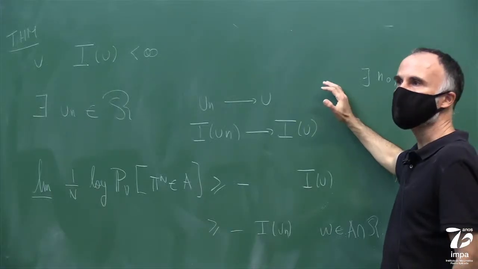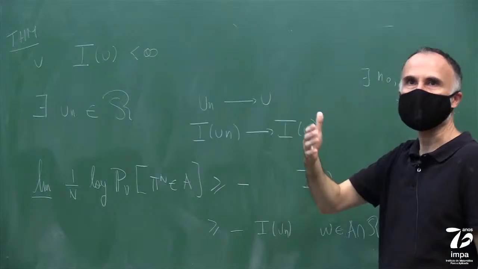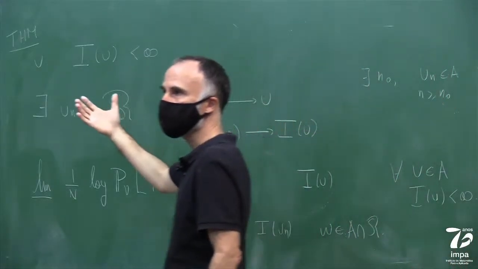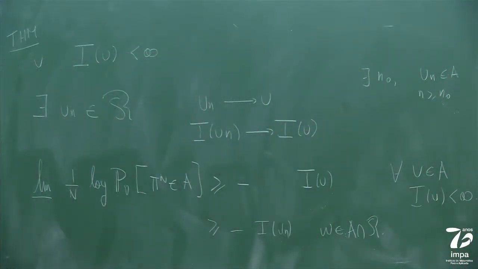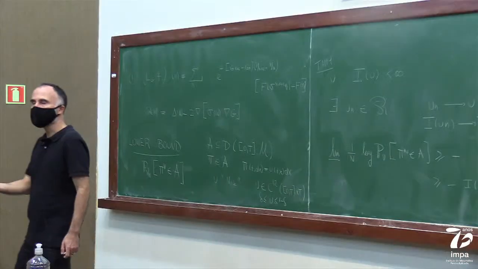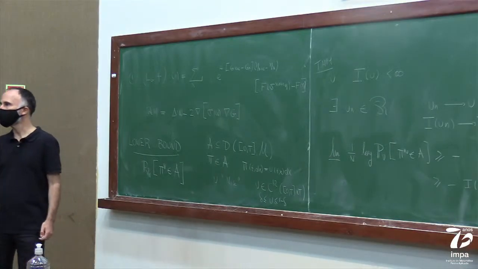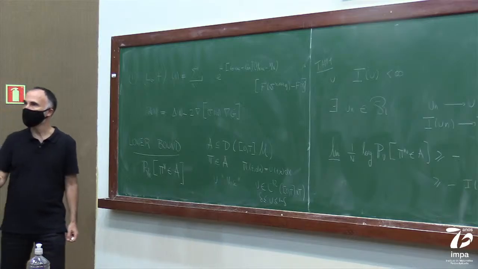Okay? So this theorem is called the I density of the rate function, where I is the rate function. And this is usually the most technical part of the proof of the lower bound.